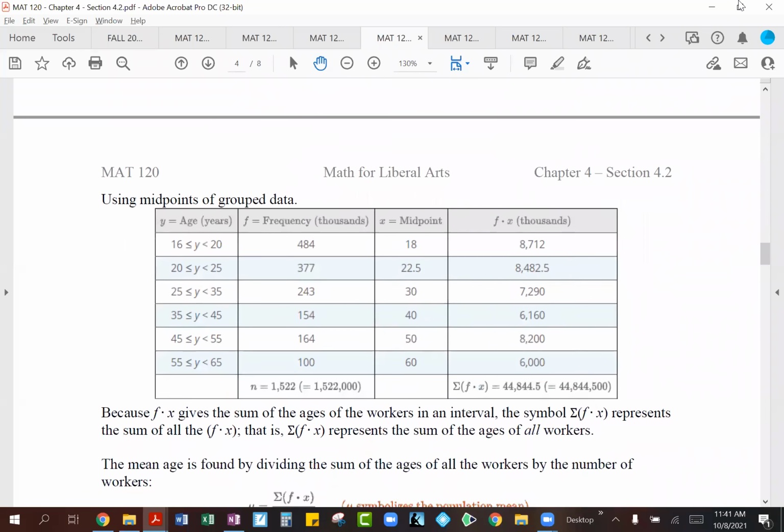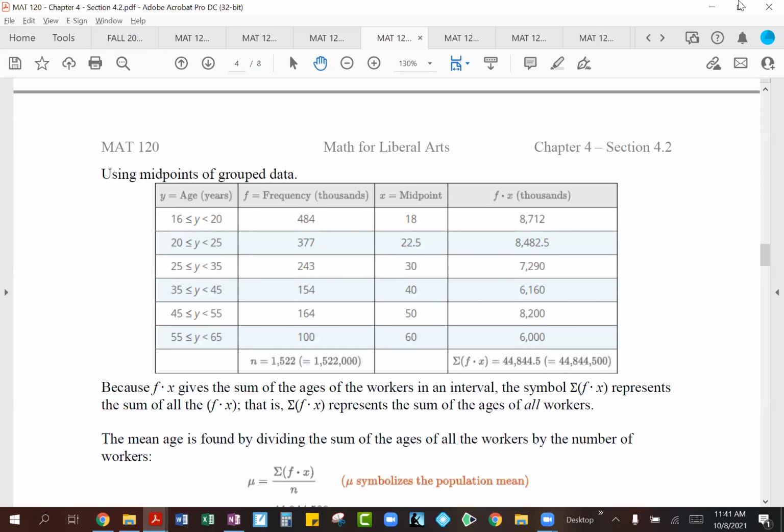And do they show that over here? Yeah. So you can see we take 16 plus 20 divided by 2. It gives us the midpoint of 18. 20 plus 25 divided by 2 will give us a midpoint of 22.5. So you repeat that same process for all the intervals, right?